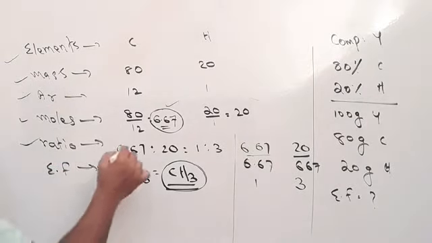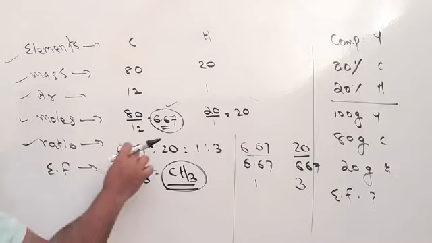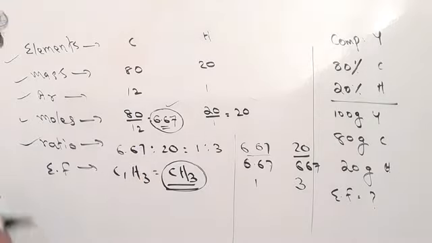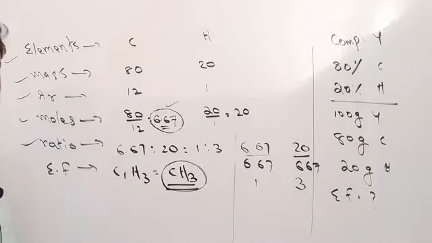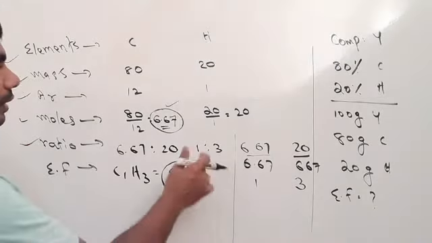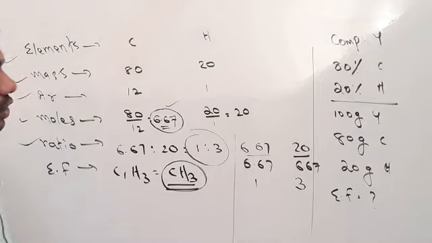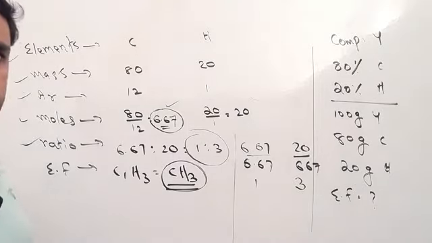After that, here you have to listen: 6.67, there is a fraction. We have to remove the fraction. To remove the fraction, take the lower number and divide all. Finally we will get 1, 3. So here CH3 is the empirical formula. Clear?